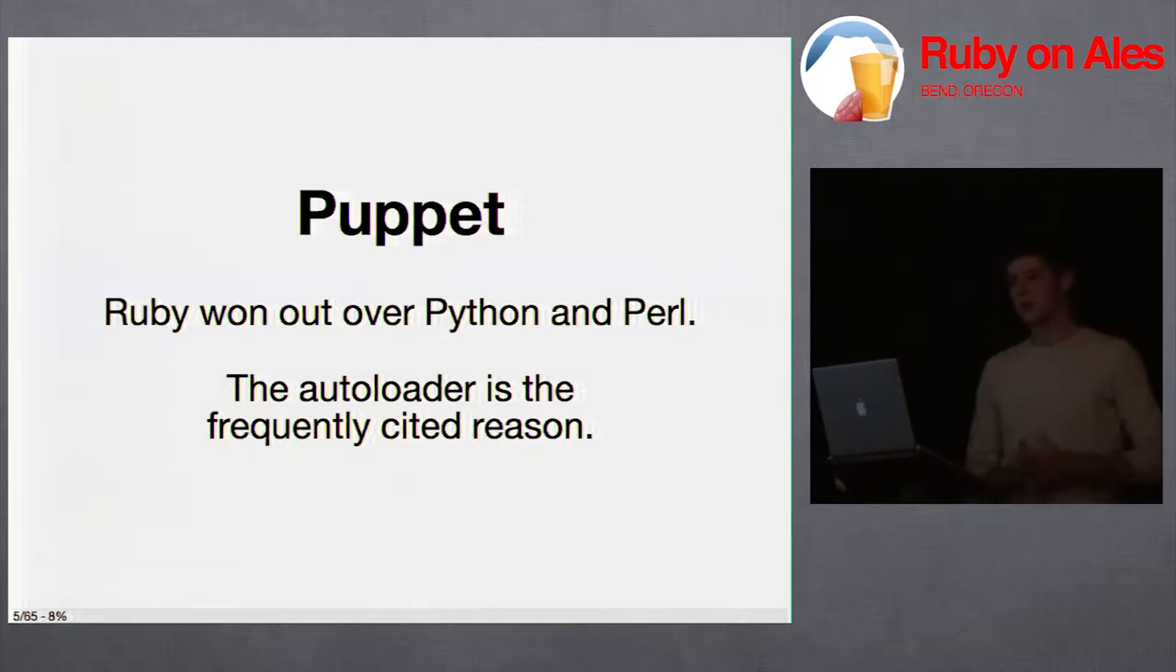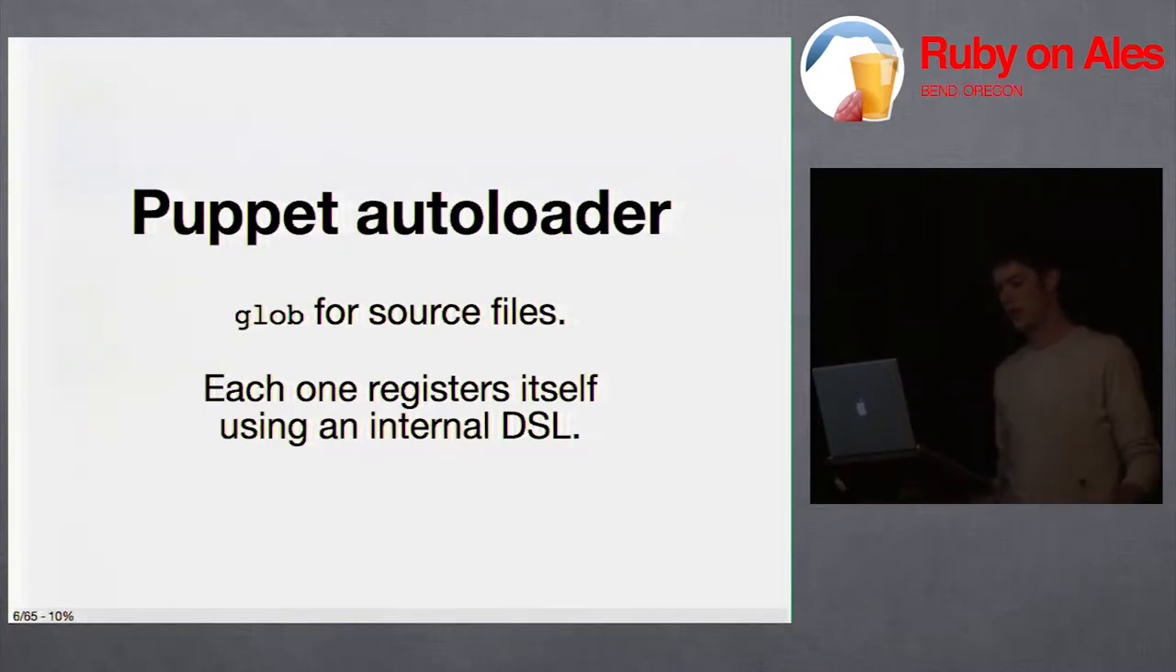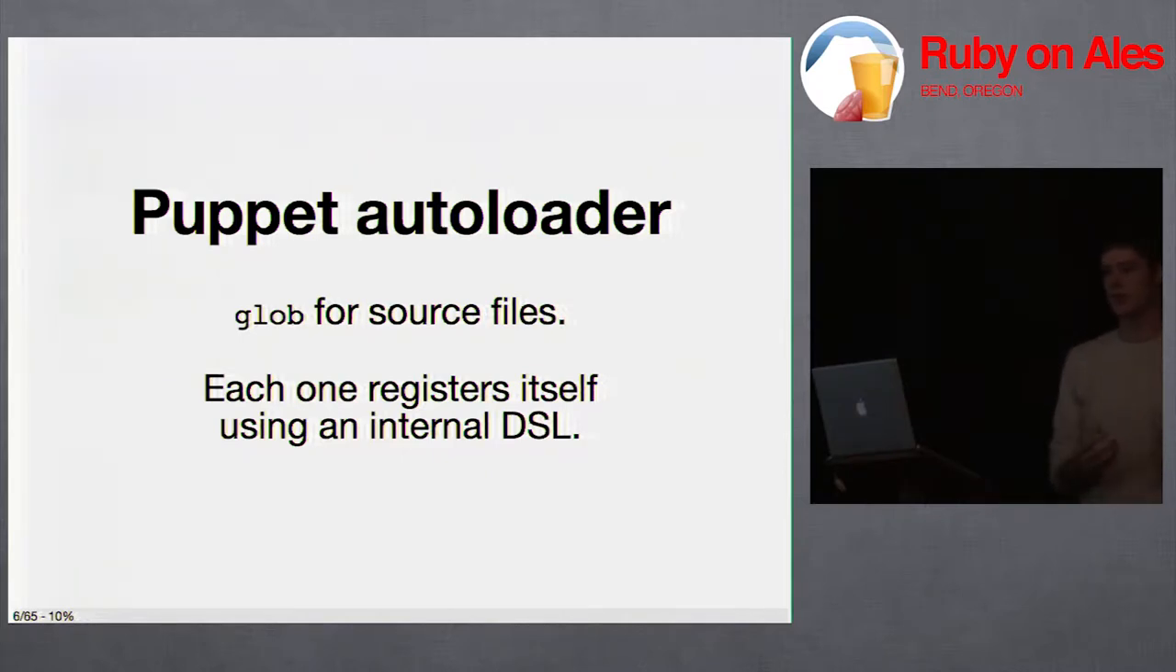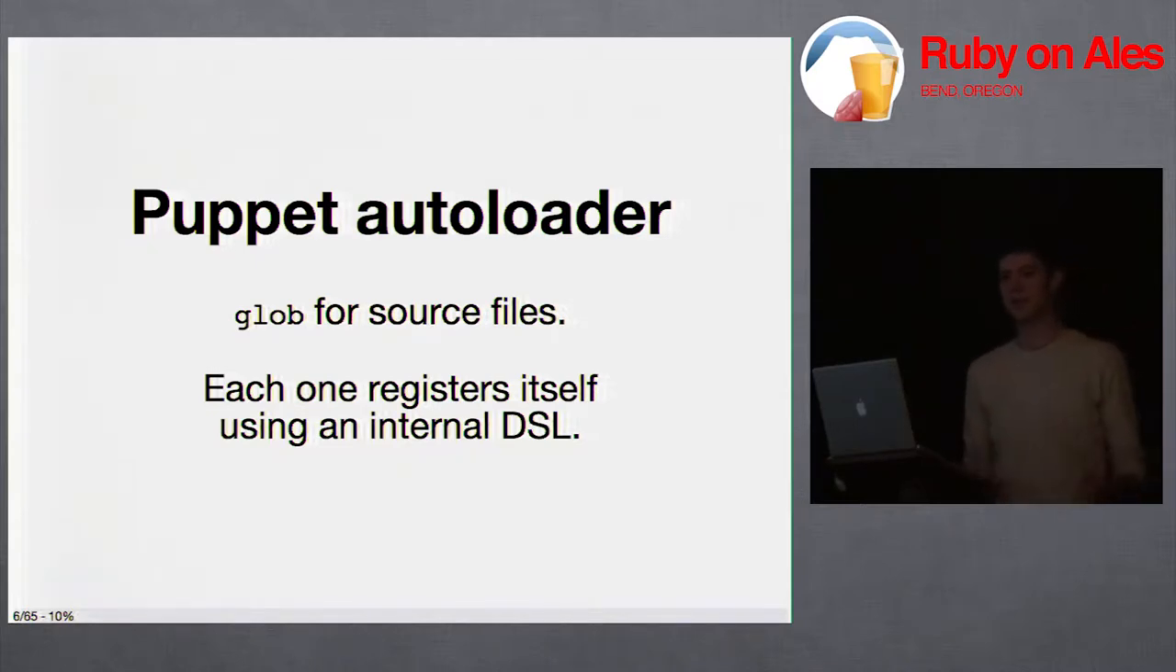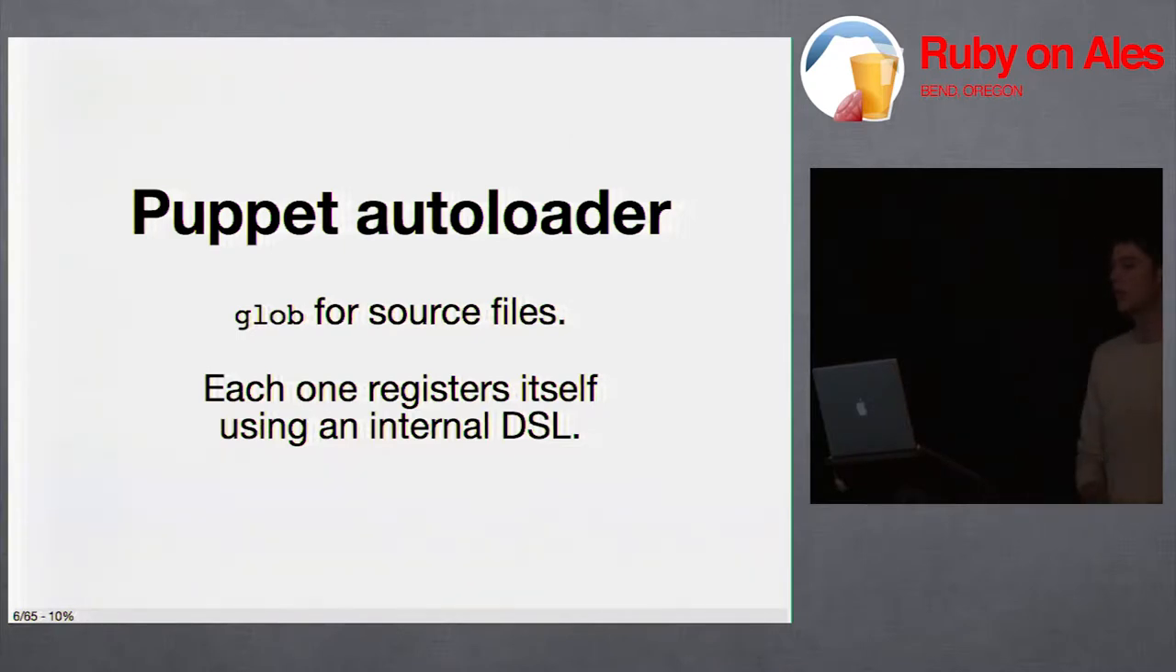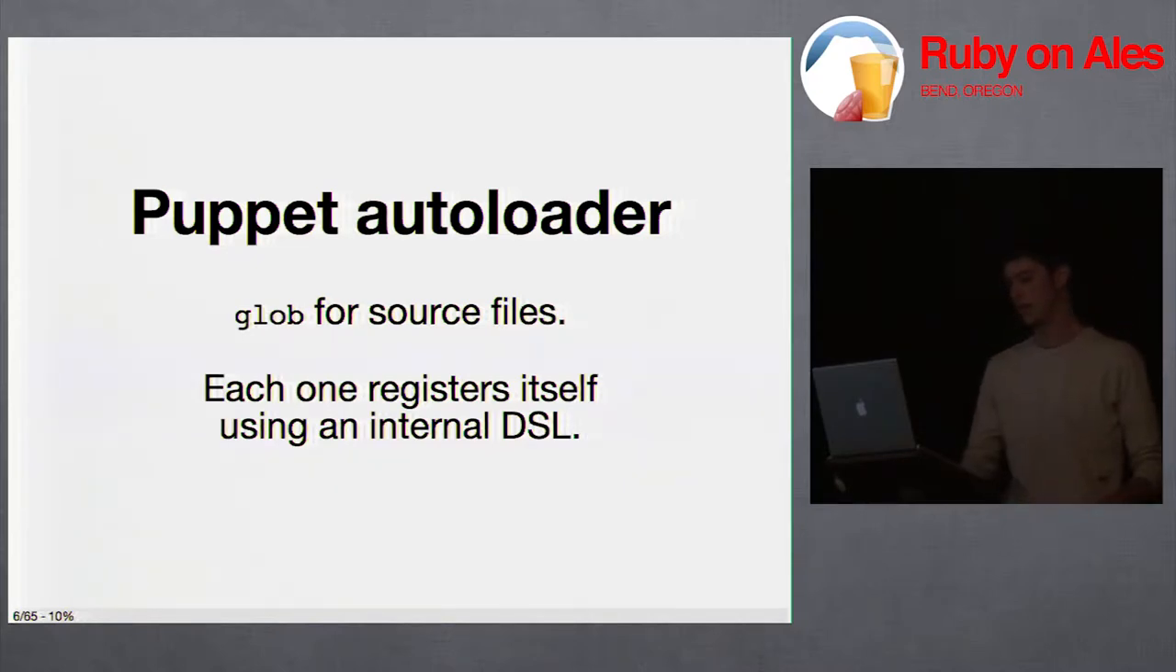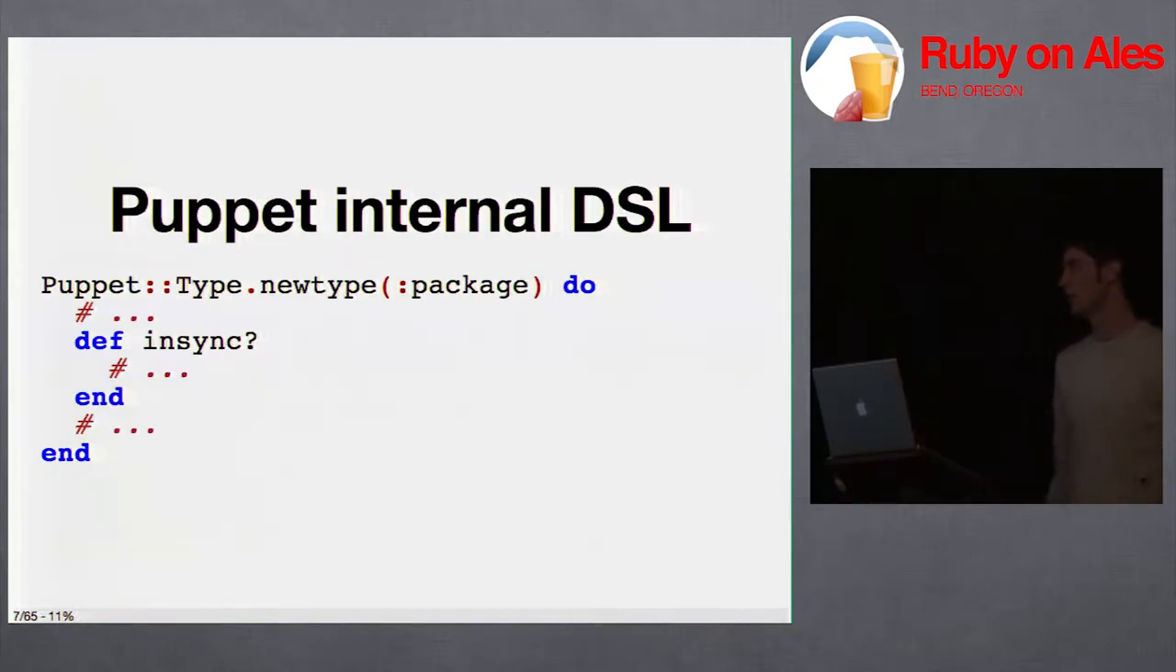The auto-loading behavior in Puppet is very pervasive and works roughly as follows. When you ask for some type or something that's not loaded, it globs over source files and figures out where that is. And each of those source files, as they're executed, uses an internal DSL to register the code blocks or the classes or what have you that it's creating. And it might look a little bit something like this.